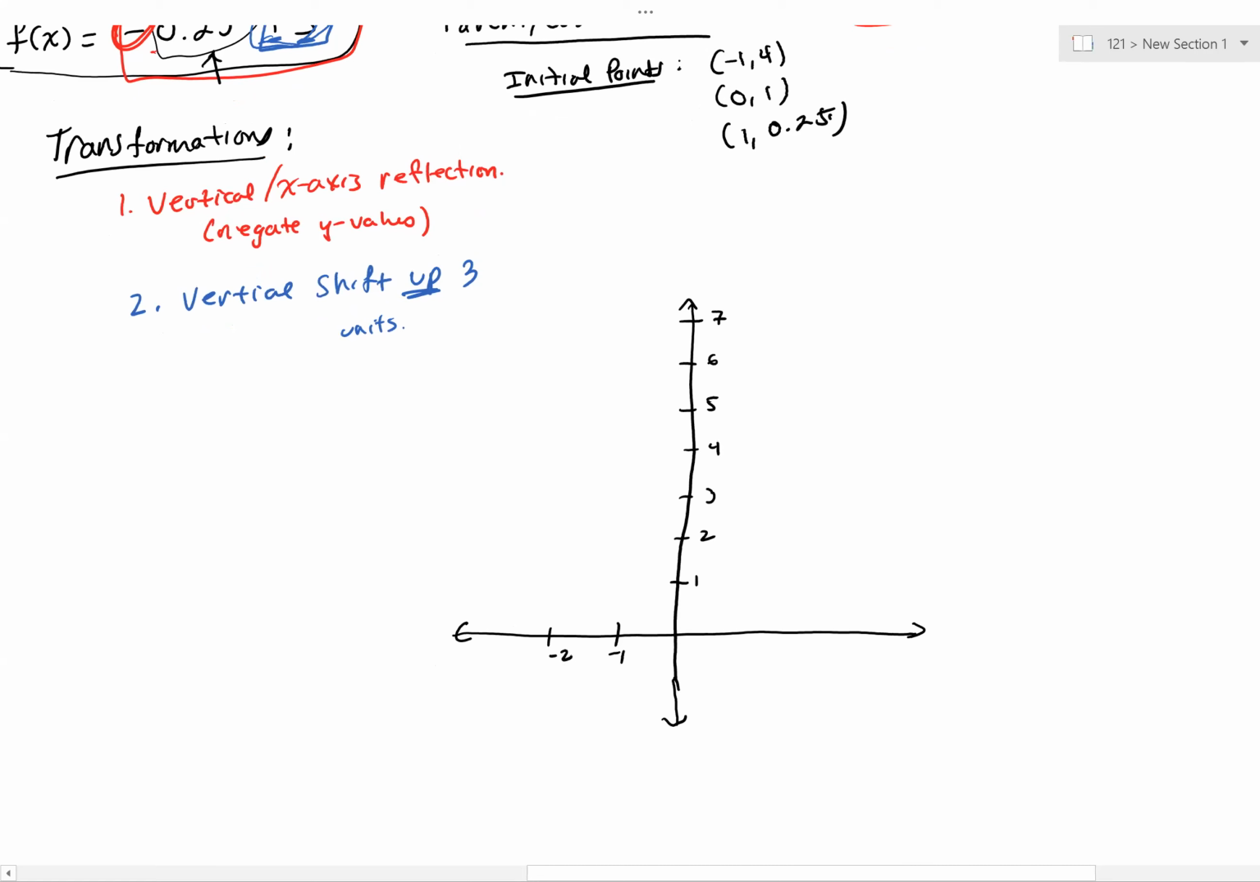Which, unfortunately, on the graph paper I provided you, you won't be able to go that far. Just do your best. You can extend beyond the axes that I gave you on your graph paper.